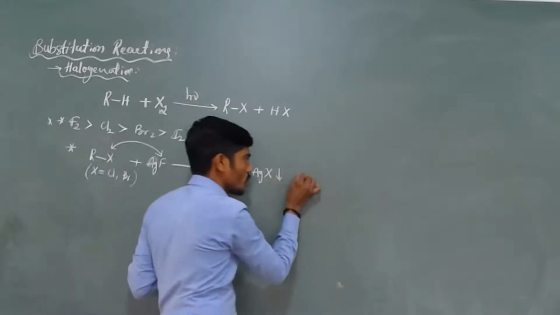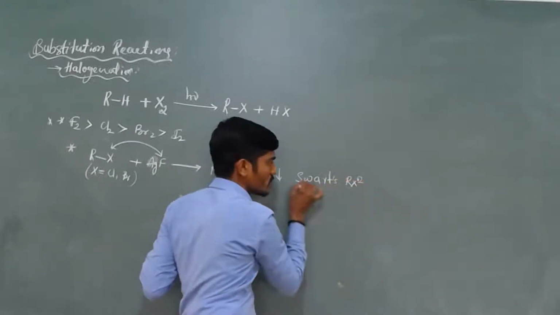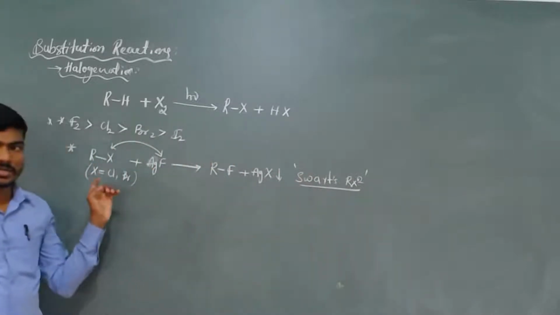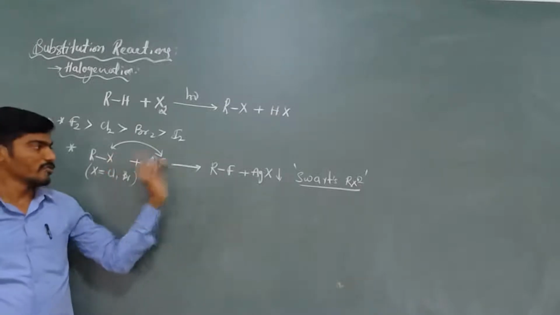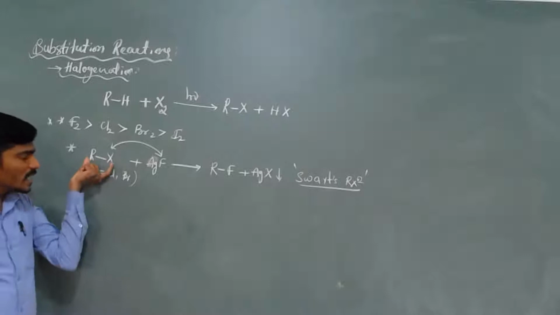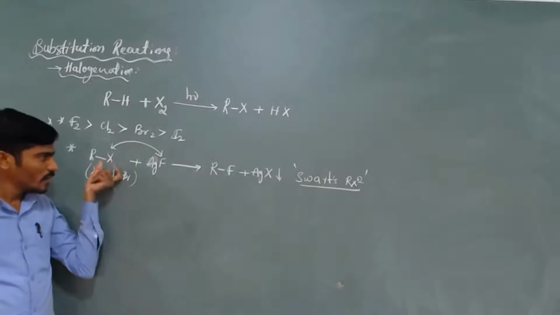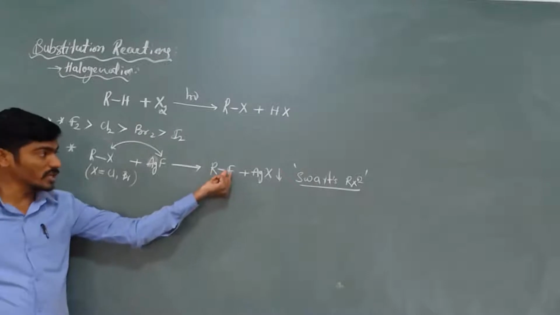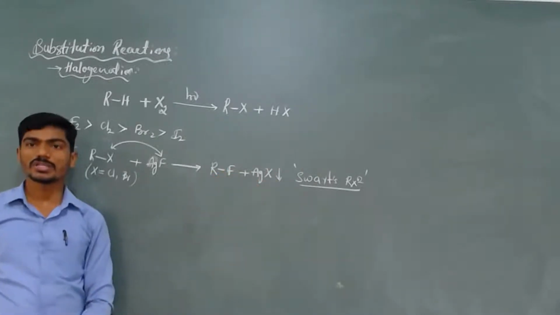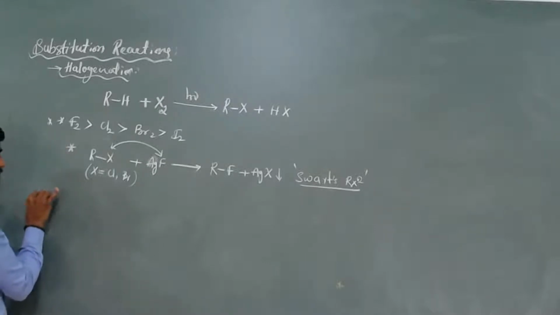This reaction is known as the Swarts reaction. Definition of the Swarts reaction: it is a class 12 concept. Fluoroalkanes can be prepared when alkyl halides, that is haloalkanes, are reacted with a metal fluoride, which gives fluoroalkanes. This reaction is called the Swarts reaction. Note down the name: Swarts reaction. Next, chlorination is done by this method.